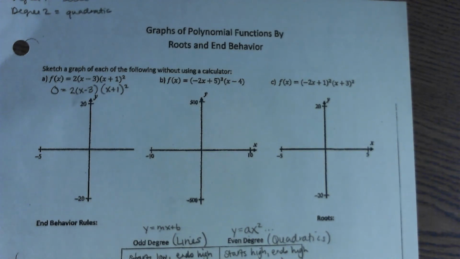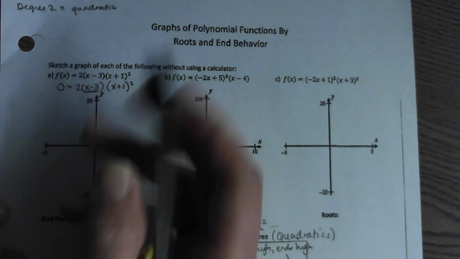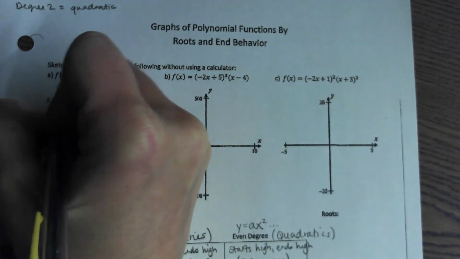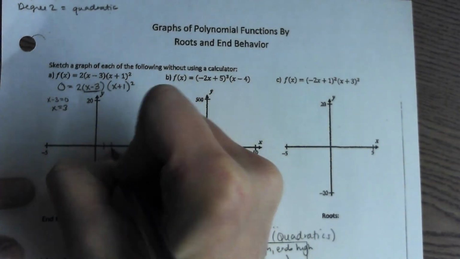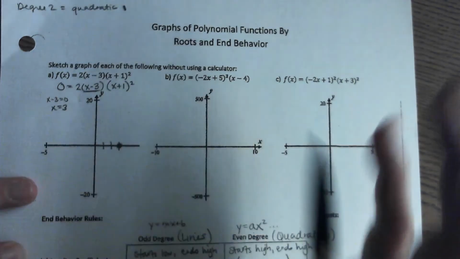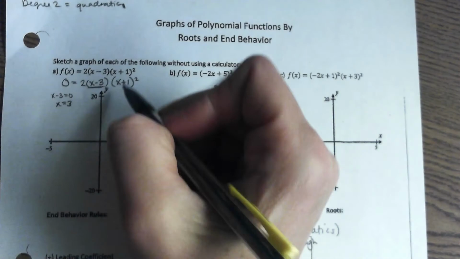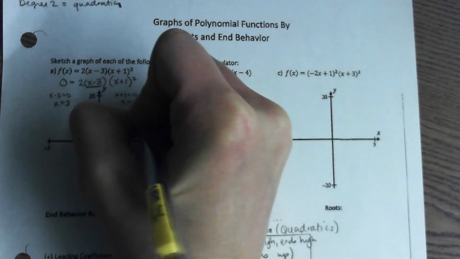And where are our x-intercepts? If we tee this up, what x values will make this true? Lucas? 3, because if we tee this up, we get x equals 3. So I'm going to guesstimate that that would be right around here. And when we tee up this one, if x plus 1 equals 0, we get x equals negative 1.